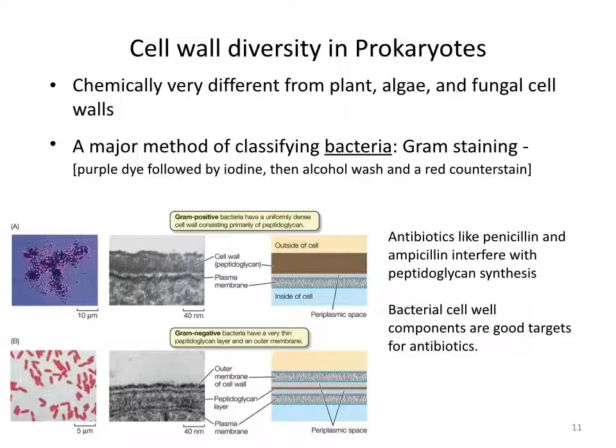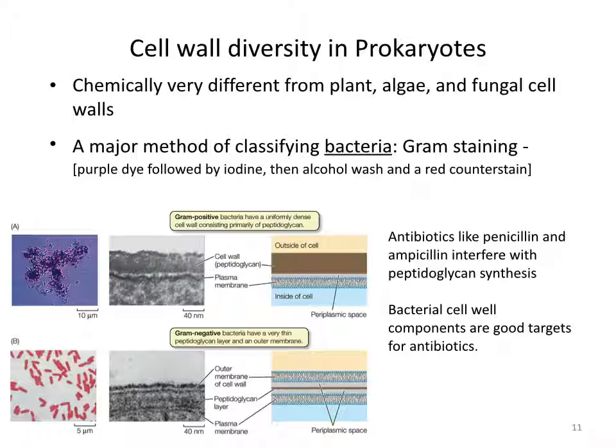Another way of classifying bacteria is through gram staining. And this is just something that was developed early on in microbiology to characterize how some bacteria are different from others. So this is a staining that involves a purple dye staining, and then you put iodine on the preparation. So this would be a sample on a microscope slide. And then you wash with alcohol, and then you add a red counterstain. Then you visualize under a microscope. If they strongly take up the purple dye, then they're gram positive. If they don't strongly take up the purple dye, then they're going to look more like the red counterstain.